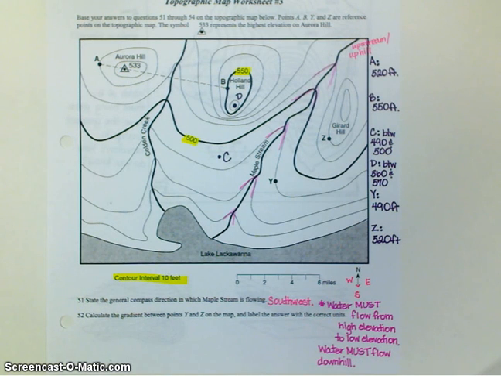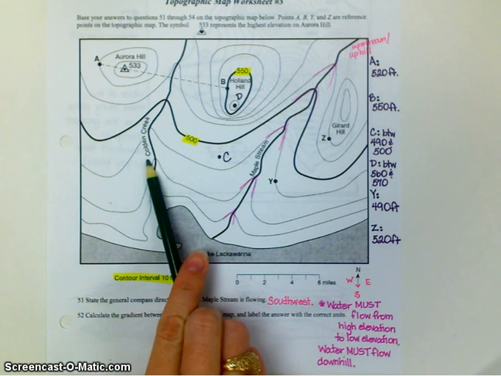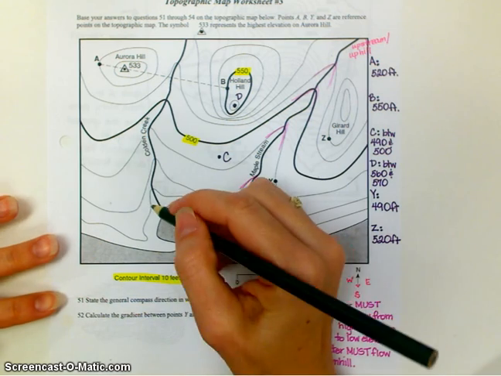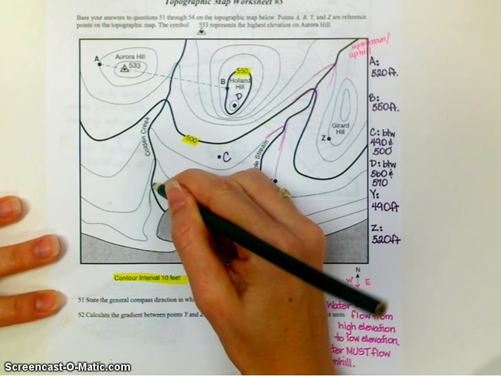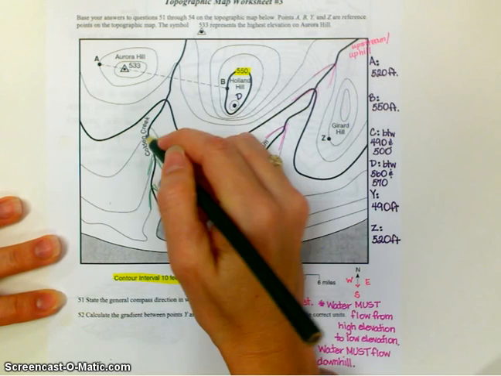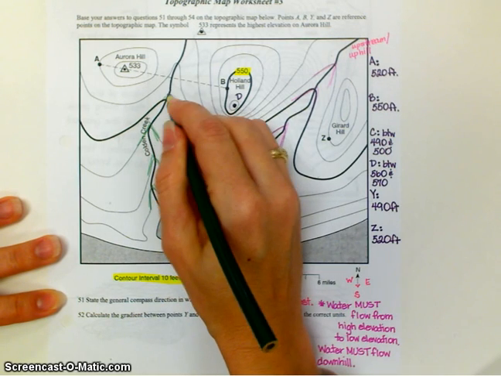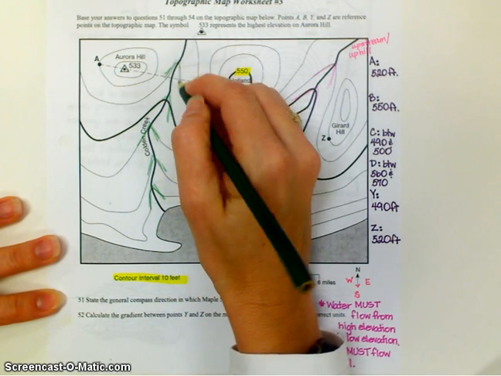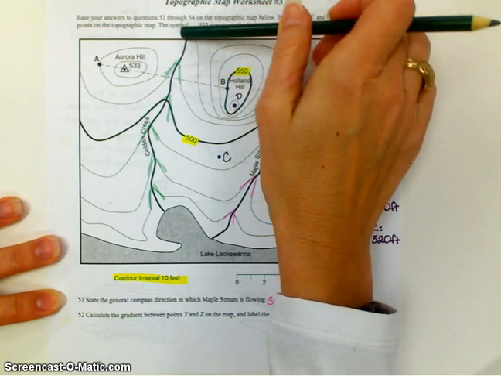Okay. Real quickly, just for a little bit of additional practice, let's look at our creek right here. Notice that there are kinks in the contour lines, just like there were on Maple Stream, and those kinks are going to point you uphill. Okay, so uphill or upstream has to be up here.